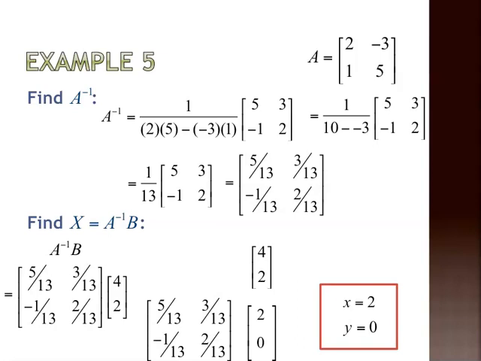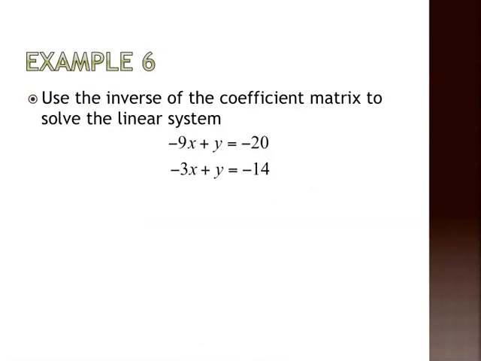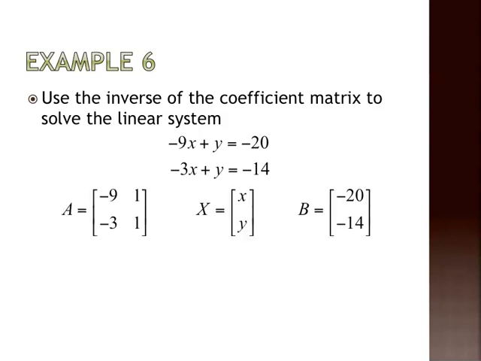Let's do another example for practice. So here we have negative 9x plus y equals negative 20, and then negative 3x plus y equals negative 14. Let's go ahead and start off by writing out our A, x, and B matrices. So A is negative 9 and 1, negative 3 and 1. X, we have x and y. And B, we have negative 20 and negative 14.